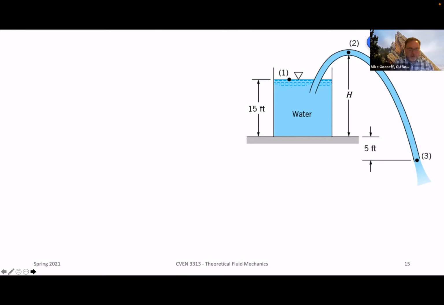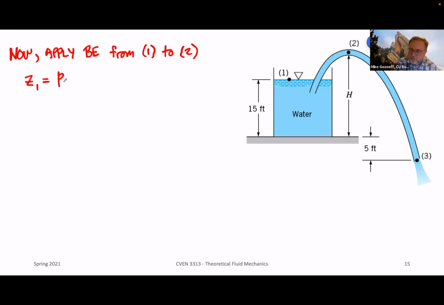Okay. All right, so now let's apply the Bernoulli equation from 1 to 2. And so remember what we have left over now is Z1 is equal to P2 over gamma plus V2 squared over 2g plus Z2, which I'm just going to replace with H.